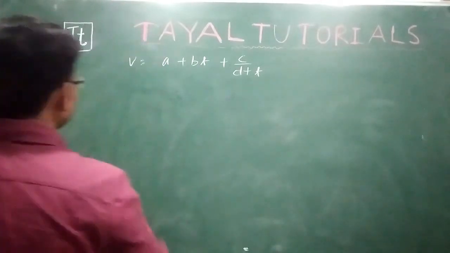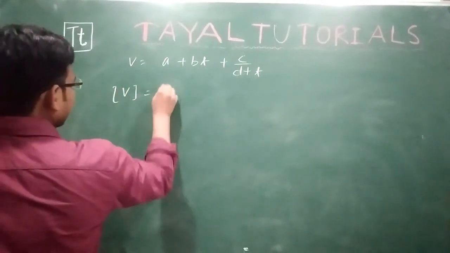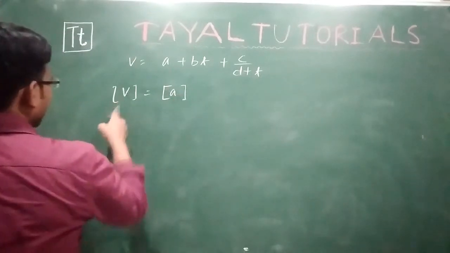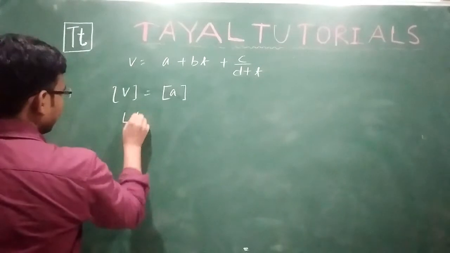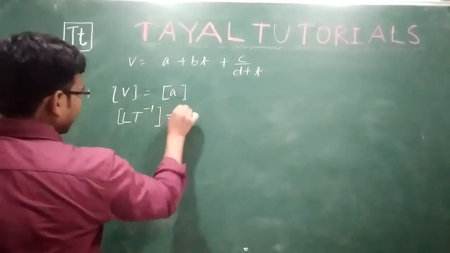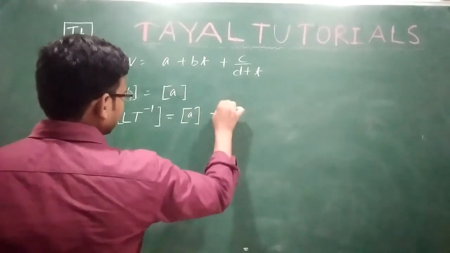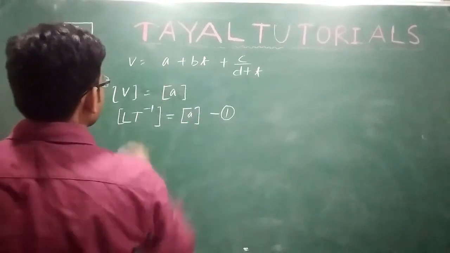Let's equate v with a. This is v, that is a. This is not acceleration, this is a. Velocity is LT minus 1, so the dimension of a will be LT minus 1. This is equation 1.